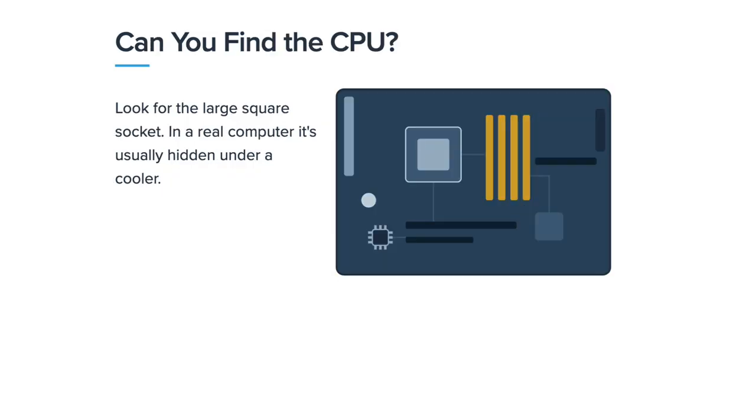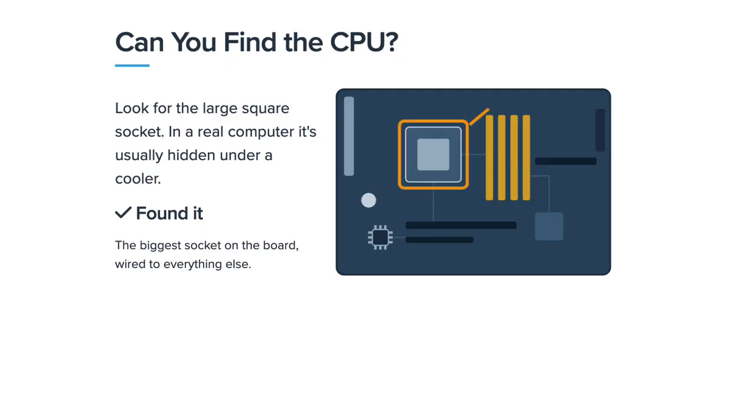Round 2. Can you find the CPU? Look for a large square socket. In a real computer, it might be hidden under a cooler, so you'd spot the fan before the chip. There it is, the biggest socket on the board, wired to everything else. Of course, the brain gets the best real estate.